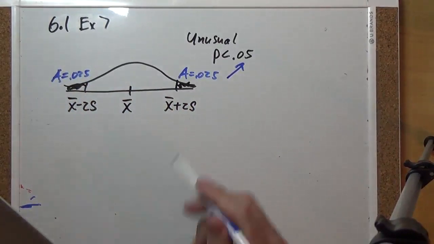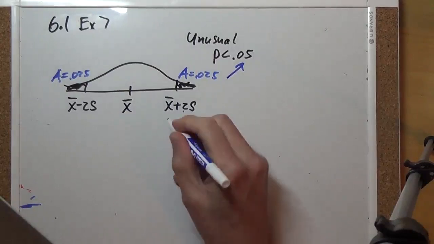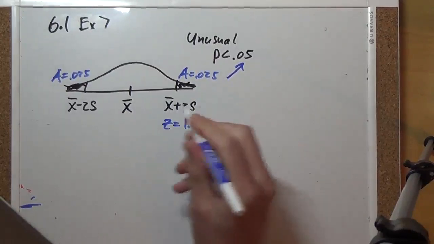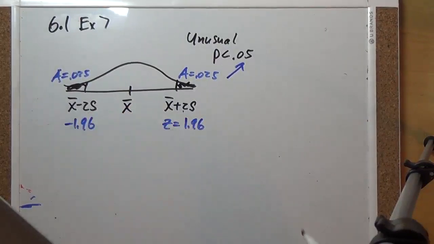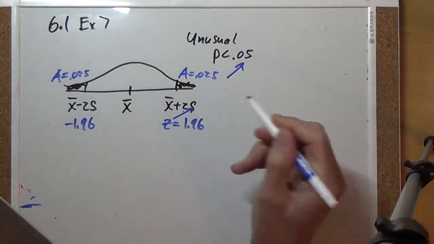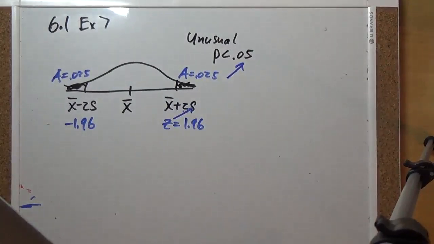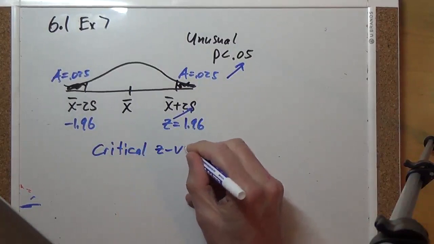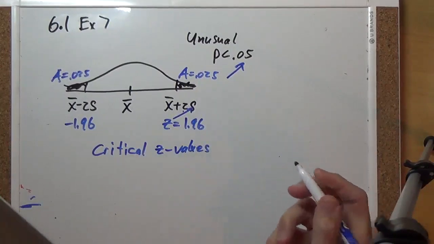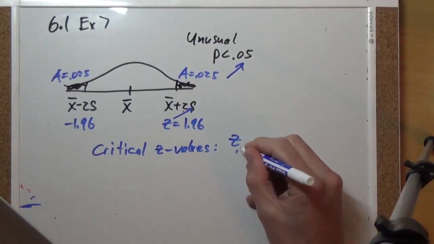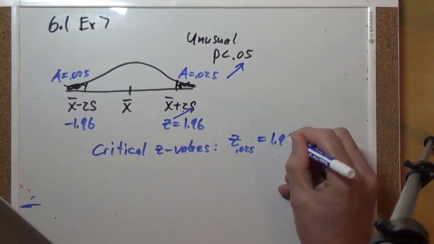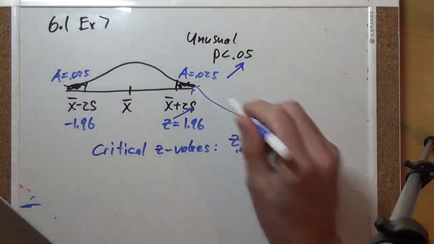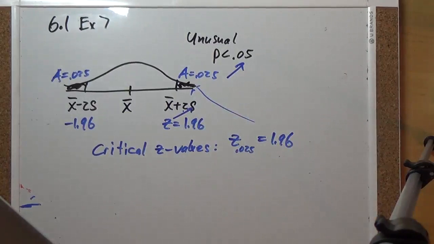What we just found is that it's not exactly 2 standard deviations away. It's really 1.96 standard deviations away. Because remember, z is the same thing as standard deviations from the mean. So we just found one of our critical z values. There's a few others that we'll find in the next few days. And we'll see that z of 0.025 is 1.96. That means the area over in a tail is 0.025. That's our critical z-score.